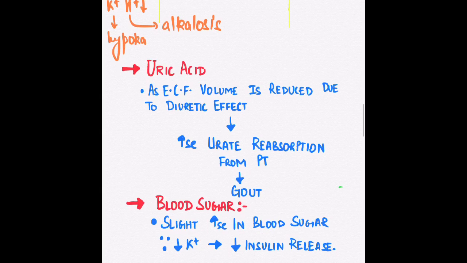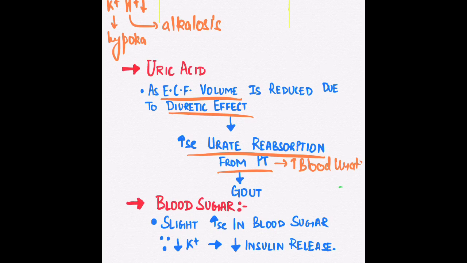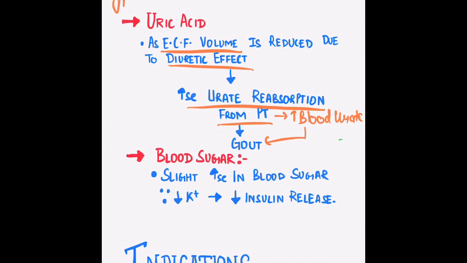Now, as the extracellular fluid volume is reduced significantly due to the diuretic effect of thiazides, it increases urate reabsorption from the proximal tubule, which causes a slight increase in blood urate. And the long-term increase in blood urate might precipitate an attack of gout. Thiazides also cause a slight increase in blood sugar as they cause hypokalemia. This reduces the insulin release from the pancreas, which causes hyperglycemia.